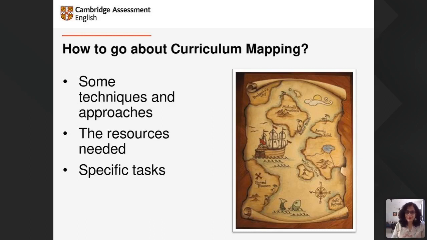So, how do we go about curriculum mapping? In this, we'll be looking at some techniques and approaches to go about mapping the curriculum. We will first look at certain techniques and approaches and do some specific tasks, and you will have a look at some specific templates meant for young learners and middle school. And then we will take up the higher education arena, right? So we'll be looking at both school and college level curriculum mapping.